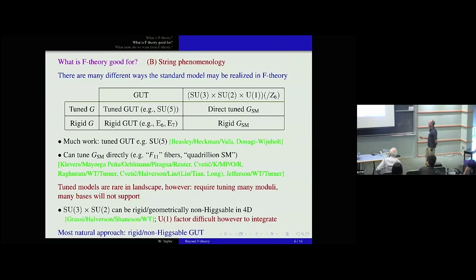Another approach might be to take the standard model directly as a rigid group. That's difficult because the U1 factor is difficult to integrate. So right now, my feeling is the most natural approach is to look at one of these rigid gauge groups, like E6, E7, or E8, and realize the standard model is a subgroup of that.